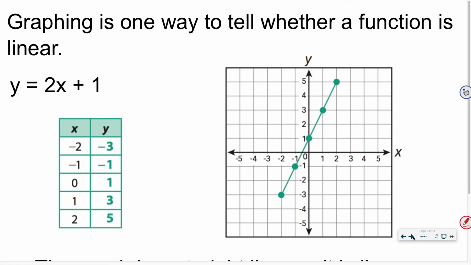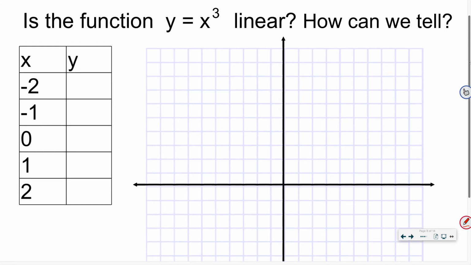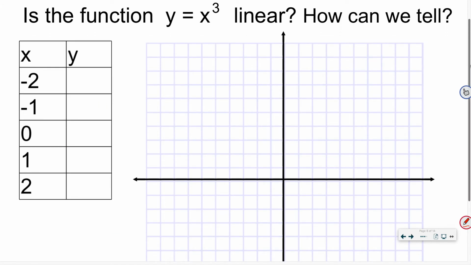So we can graph to tell whether a function is linear or not. Most of you have seen a graph at this point, what represents a straight line and what represents a curved line. So we're pretty good now. We've seen a straight line and a curved line in a graph. We've identified it in the table. How about this graph? How would I figure out if this is linear?